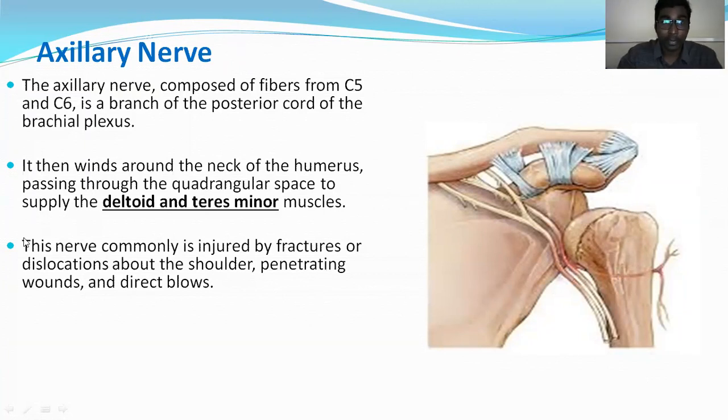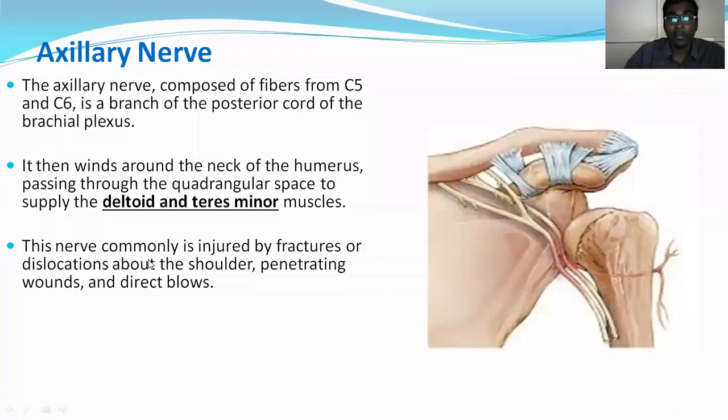It supplies the deltoid and teres minor muscles. The deltoid mainly produces abduction of the arm, and teres minor plays an important role in the external rotation of the arm when the arm is in 90 degrees of abduction. So this is the movement of the teres minor muscle, and this is the abduction done by the deltoid.